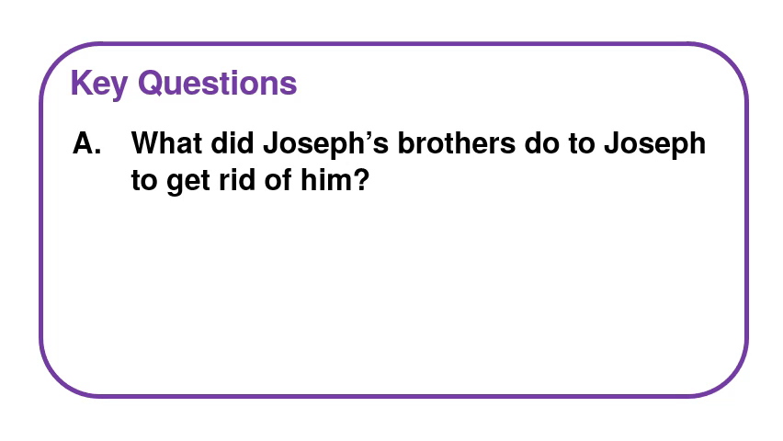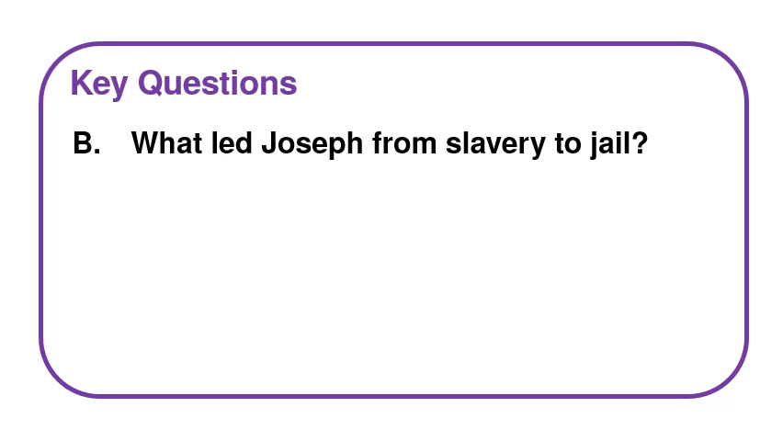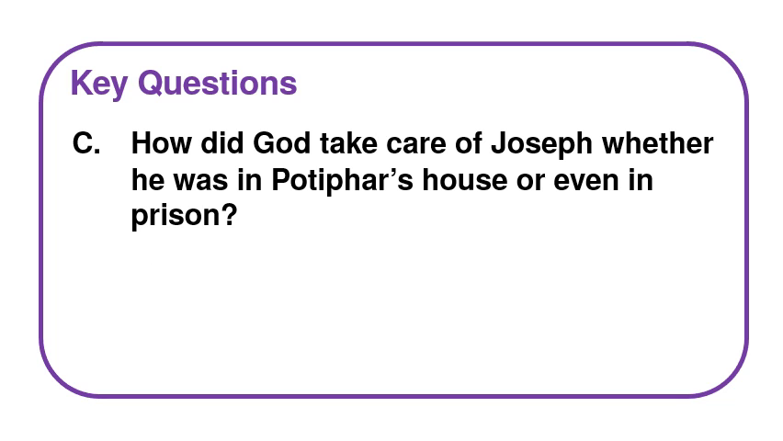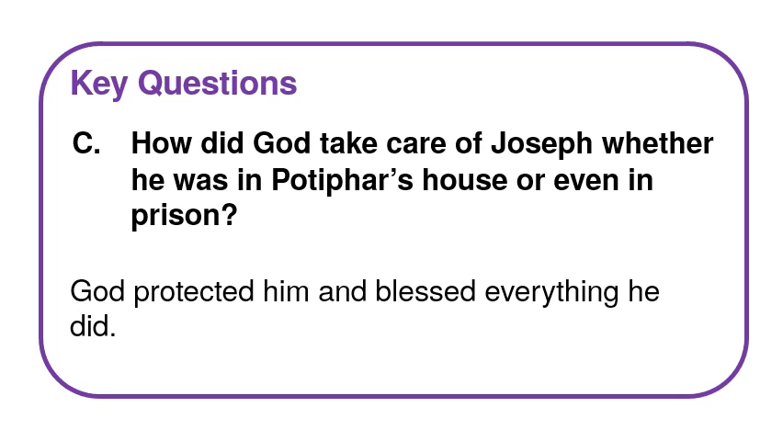Okay. Some key questions then. A, what did Joseph's brothers do to Joseph to get rid of him? They sell him into slavery. B, what led Joseph from slavery to jail? He was falsely accused of a crime. Again, things go from bad to worse. C, how did God take care of Joseph, whether he was in Potiphar's house or even in prison? God protected him. God blessed everything he did.